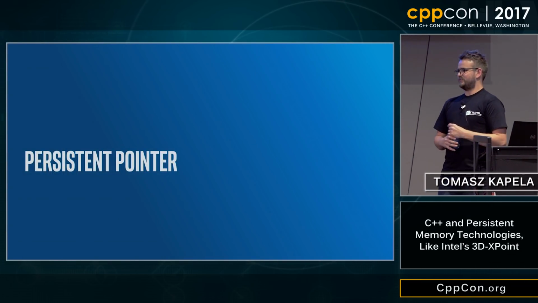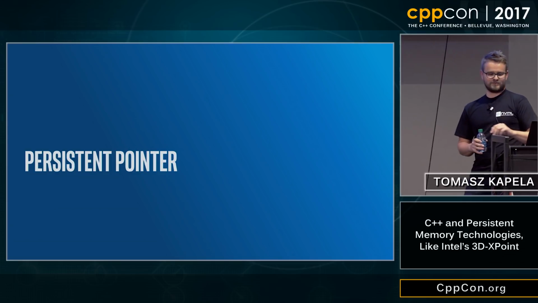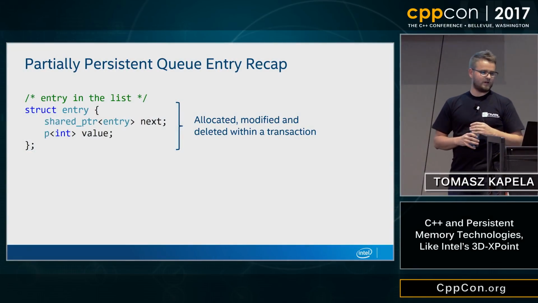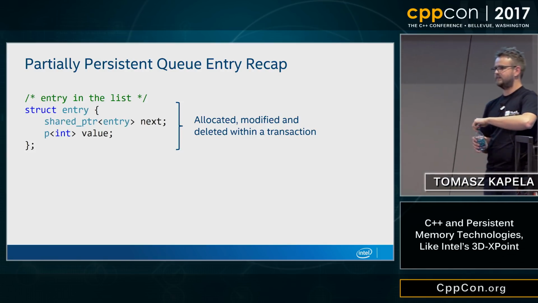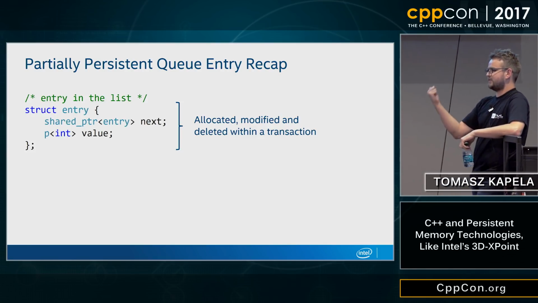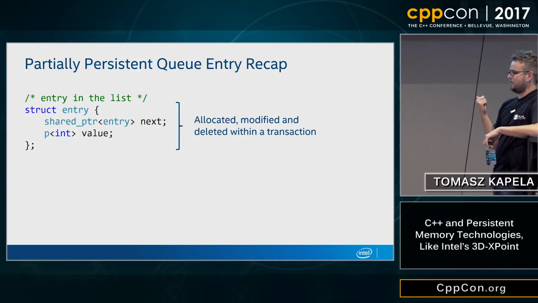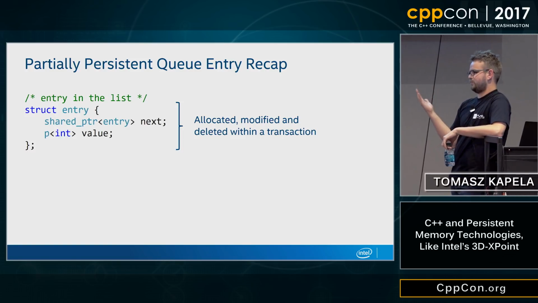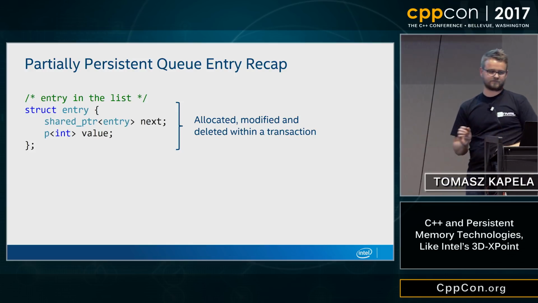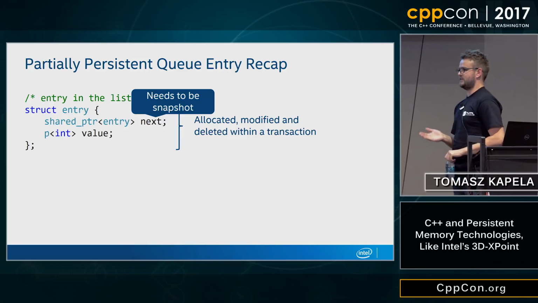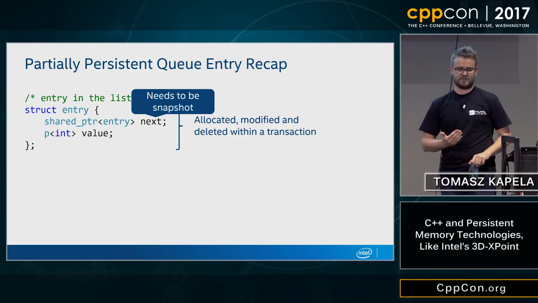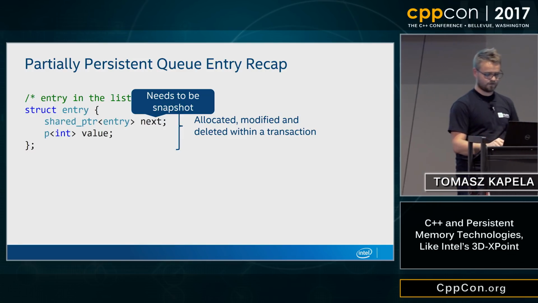And now the persistent pointer. So this is the third and last most important part. We have our entry once again. As you can see, we've corrected the value, and now we still have the shared pointer. The shared pointer does not know anything about persistent state. But it does need to be snapshot. The value of the pointer needs to be snapshot because that also changes. It is part of the state of the queue entry.